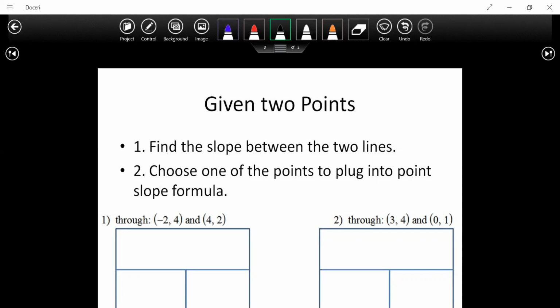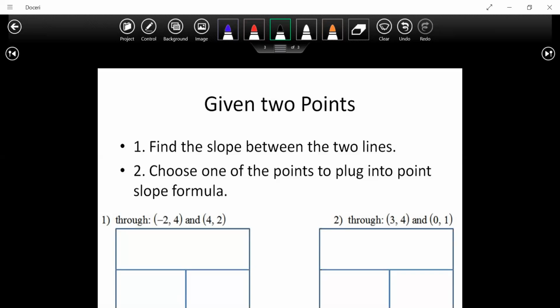Okay, given 2 points, this is very straightforward as well. If I've already given you 1 point, if I just cover up one of them and give you the slope, you'll be able to plug in the point and the slope. So we just have to find the slope, using both points. We're going to choose one of the points to plug into the point slope formula. In this case, I'm going to use both of them to show you that you can do both. Today's homework, just do one of them.